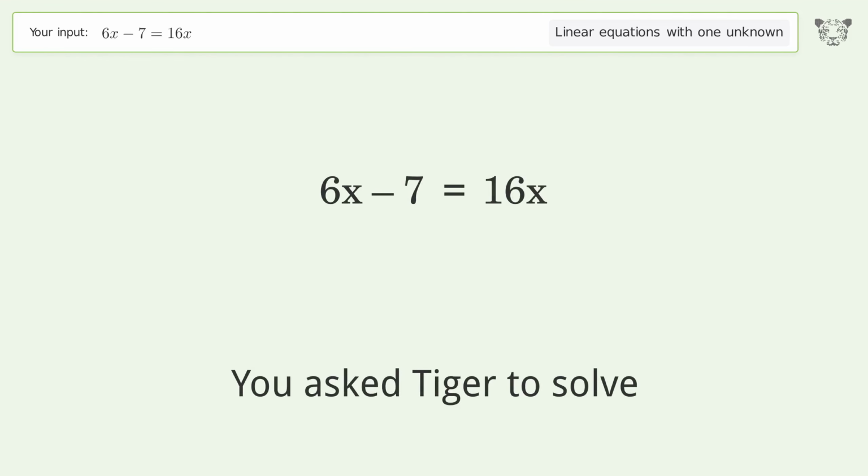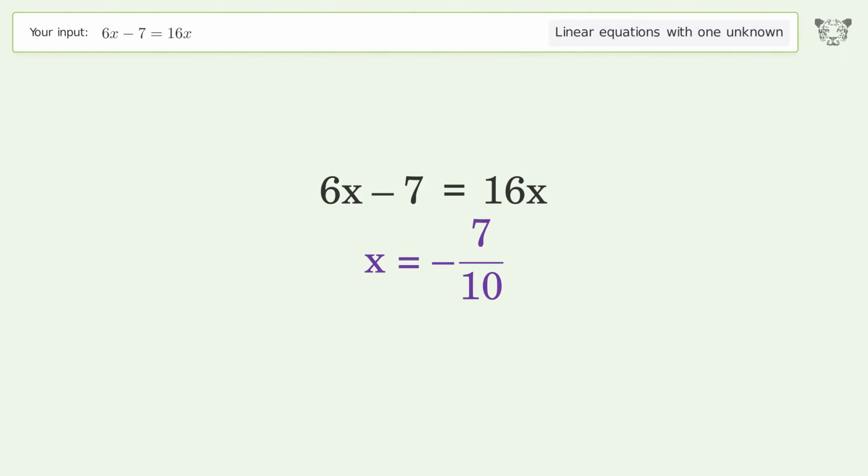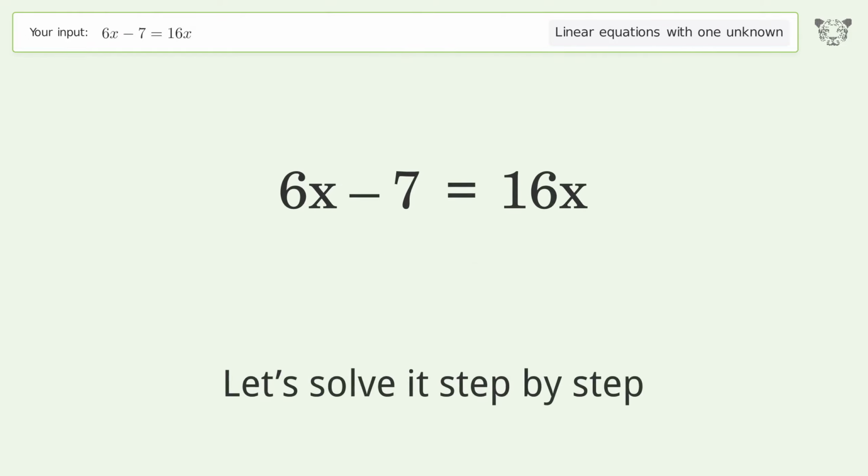You ask Tiger to solve. This deals with linear equations with one unknown. The final result is x equals -7/10. Let's solve it step by step.